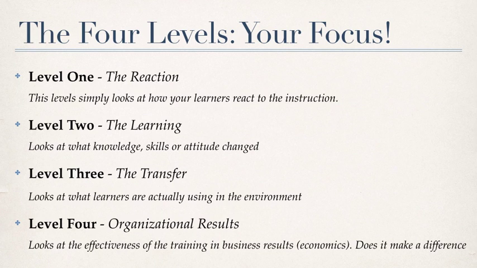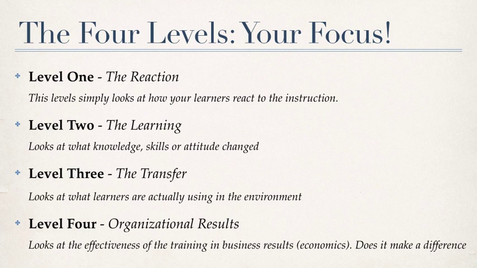And the fourth level is organizational results. Some people call this return on investment. This looks at the effectiveness of the training in business results. Does it actually make a difference to the business? Now, very few organizations do this because it is mathematically quite complicated. It takes at times a lot of effort. And as a result, we reserve level 4, organizational results, for those trainings that we really invest appreciably in and that we need to be able to say, yes, this training has impacted the business at this level. There's a 182% return on investment for our training.